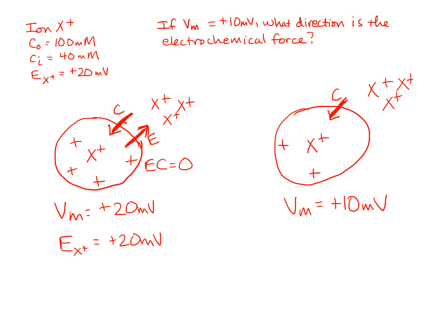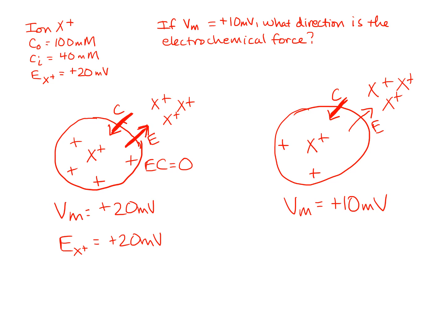So we still want to move out of the cell. Okay, those like charges still repel each other. But if we take a look at the amount of charges, we have fewer positive charges inside the cell from the membrane potential at plus 10 millivolts than we did at plus 20 millivolts. So ion X plus doesn't want to leave the cell quite as much at plus 10 millivolts as it did at equilibrium at plus 20 millivolts.